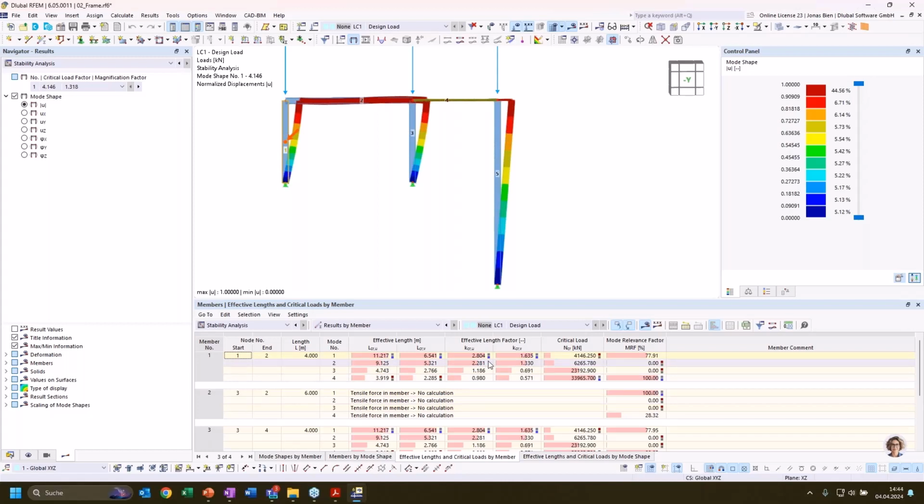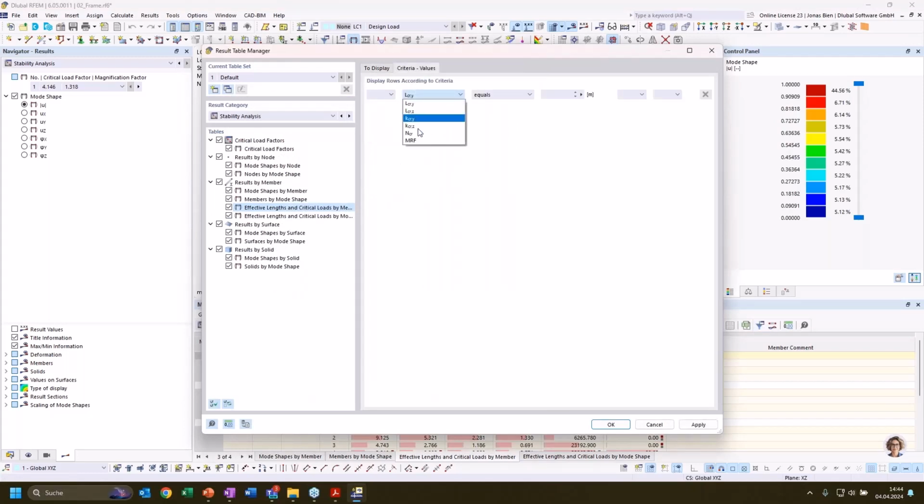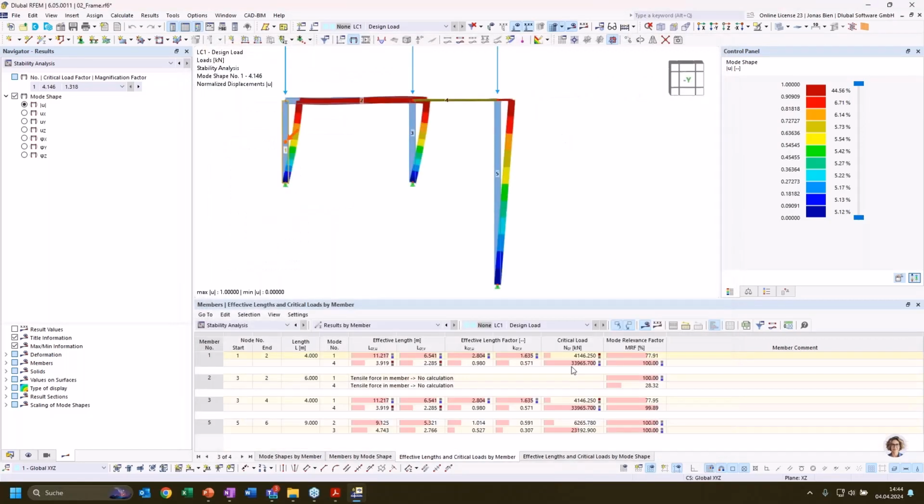Because here I would go the other way around. When I'm interested in the relevant buckling factor for column number 1, I would go through the modes that I have calculated and only take into consideration the mode shapes that have a significant mode relevance factor, and read my buckling length factor from the mode that has the lowest critical load factor. In that case, I would definitely take the value of 2.8 meter for column number 1 and also for column number 3.